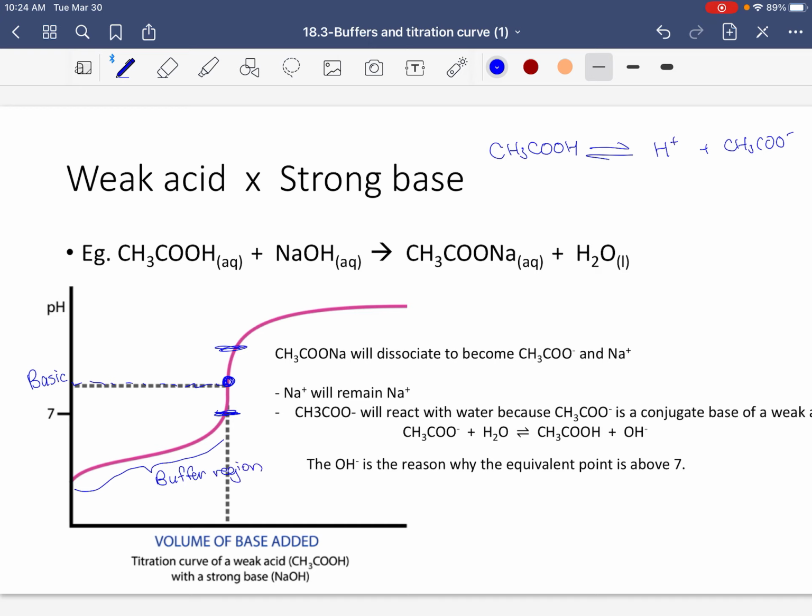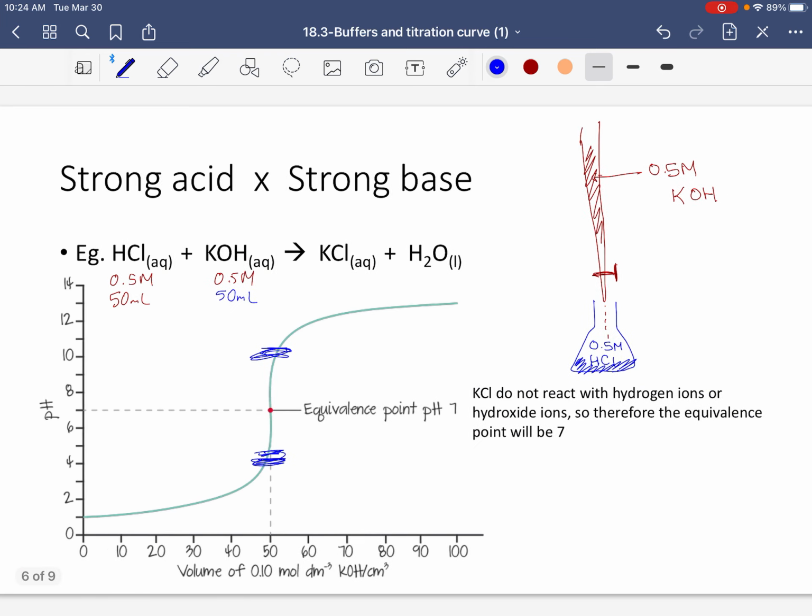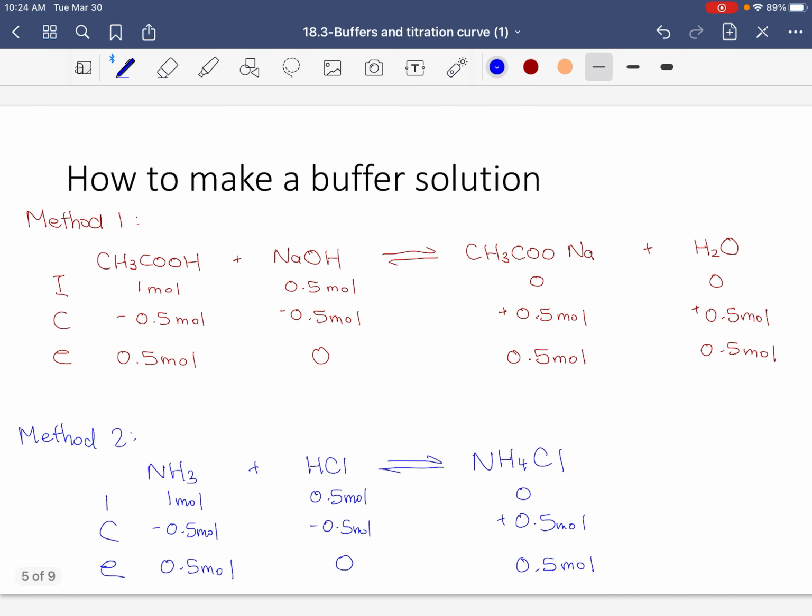Now we talked about buffer in the last class. Okay, last class we talked about buffer. How does a buffer work? How do you make a buffer? Now, if you remember, if you go back to this slide right here, to make a buffer, you can take a weak acid, and if you insert half the amount of the strong base to react with this weak acid, you'll make a buffer.